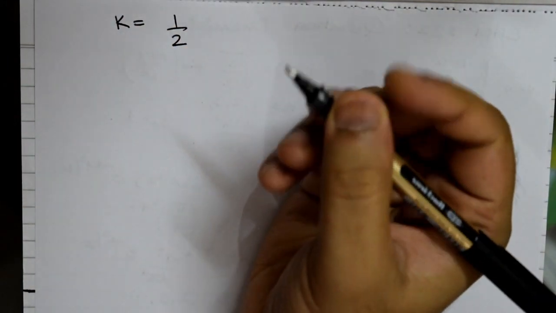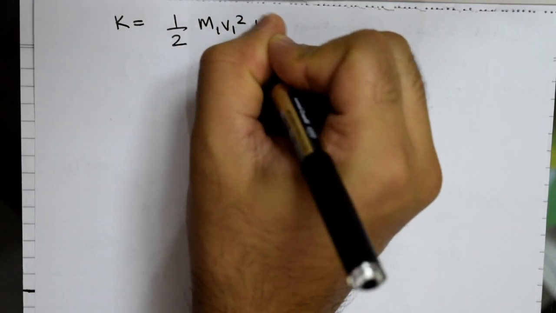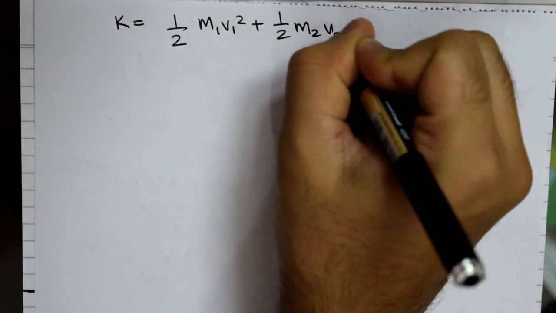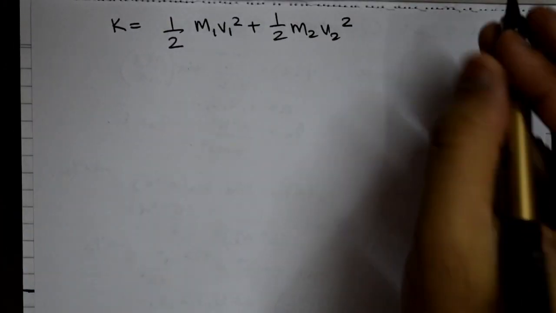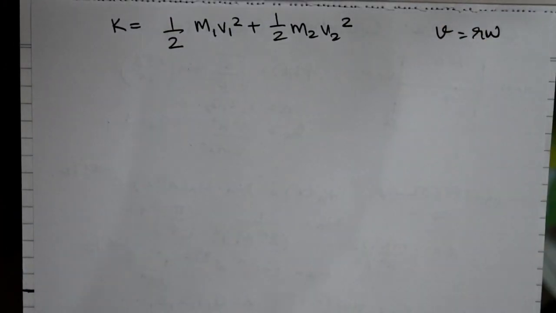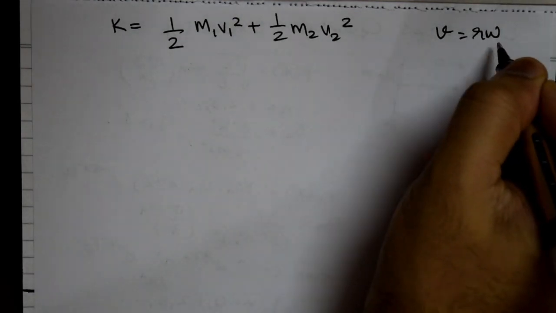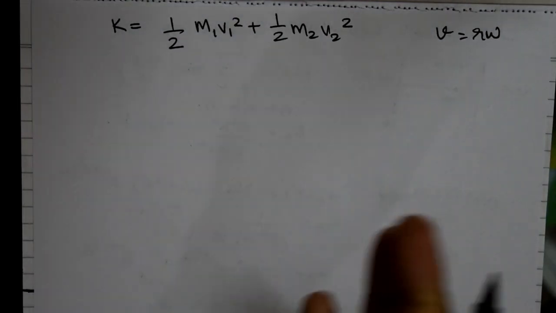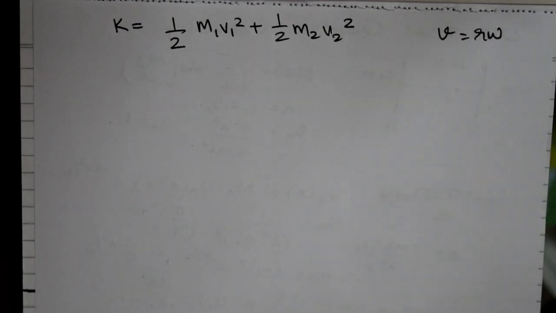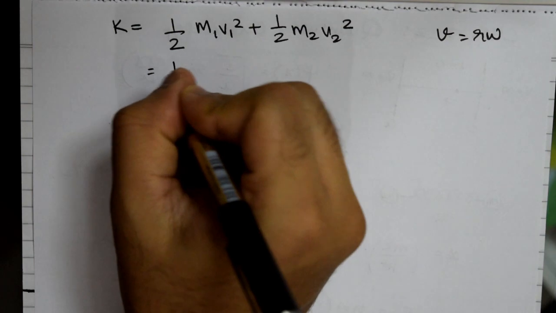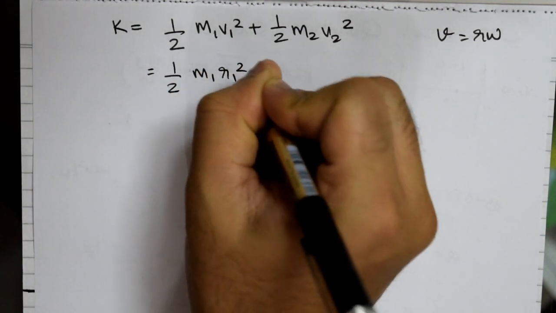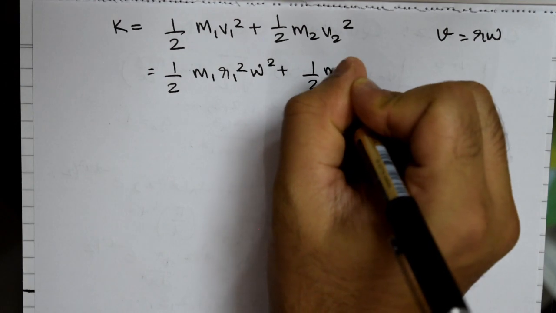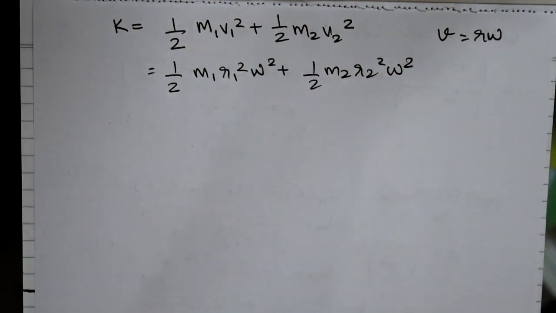Having done this, the next thing that we would like to do is to see what is the kinetic energy that's associated. Kinetic energy K is given by half mv square, in this case half m1 v1 square plus half m2 v2 square. And we know for a fact v equals r omega for a circular motion, where r is the distance from the center of mass, while omega is the angular frequency. So this gets changed to half m1 r1 square omega square plus half m2 r2 square omega square.